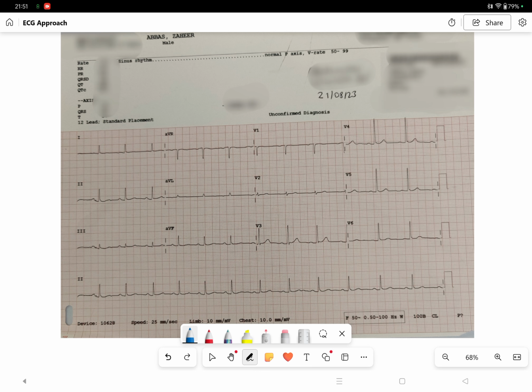And although it's primarily used to understand the electrical conductance and the activities related to that, this can give us information about the structure of the heart also. And I'll hopefully use some examples as I go along.